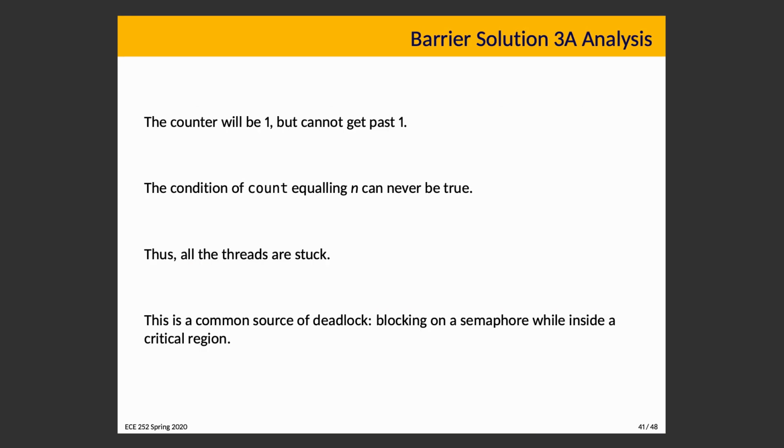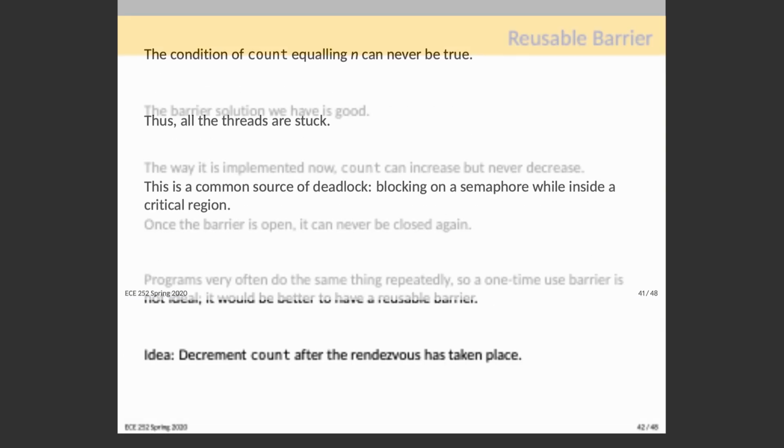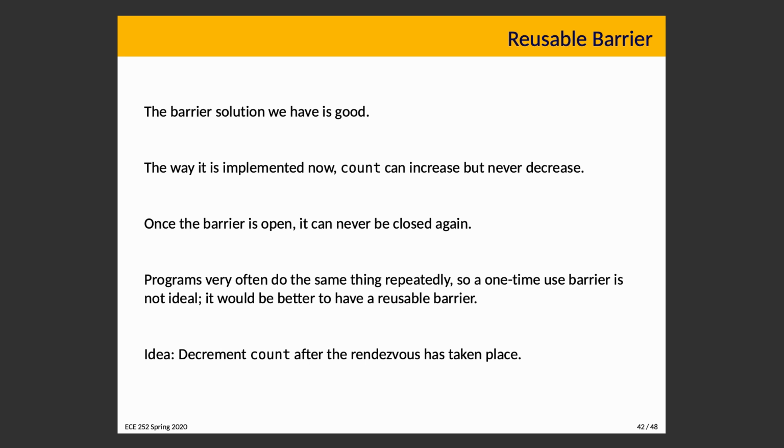Okay. So yeah, our counter in the previous example, where we unlock the mutex way at the end, can never get past 1, the condition of count equaling n is never true, and all of the threads are stuck. The barrier solution that we have is okay. We can make it better, but it's a start.